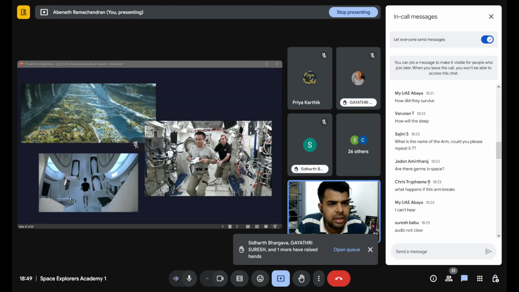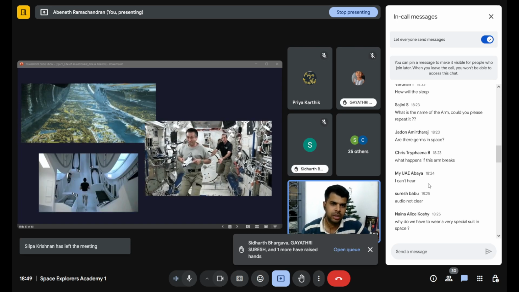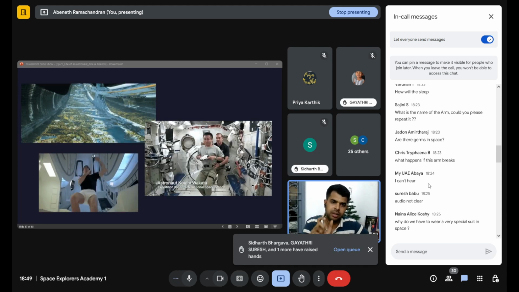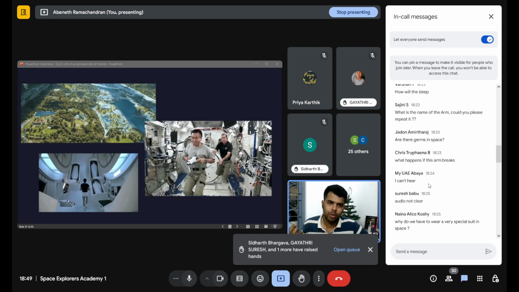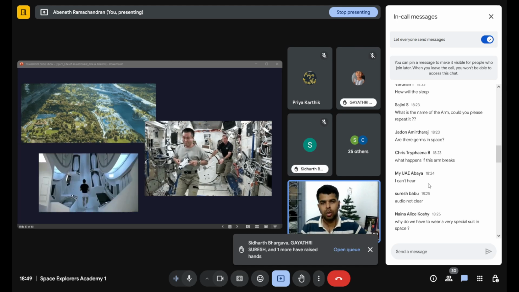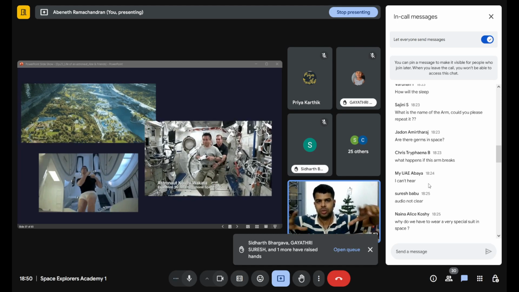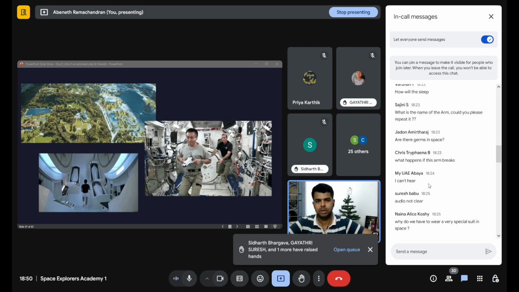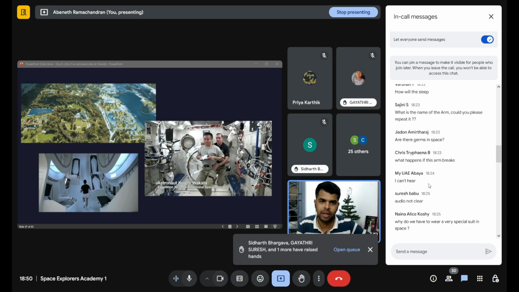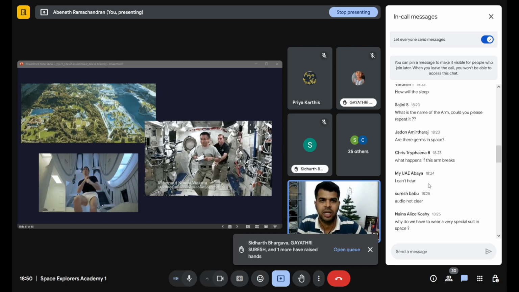Are there germs in space? Yes, there have been a few instances where they have found germs in space. They have even found a super bug in space which nobody knows how it survived. There are also instances of fungal growth on the International Space Station's solar panels, the ones outside the station. They don't know how it survived in that space, so they are still investigating it.